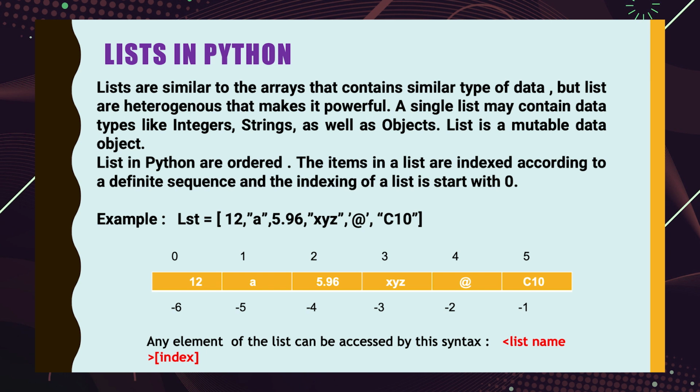Lists in Python are ordered. The items in a list are indexed according to a definite sequence, and the indexing of the list starts with 0. Example: list equal to [12, 'a', 5.96, 'xyz', '@', C10] in square brackets. Any element of this list can be accessed by the syntax: list name and the index value provided in square brackets. It means if we want to access the element '@' from the list, then we have to replace list name with lst and the index with the number 4 enclosed in square brackets to get that element.